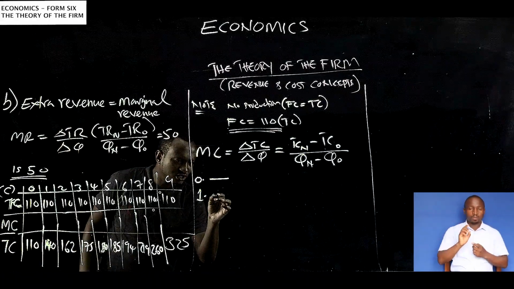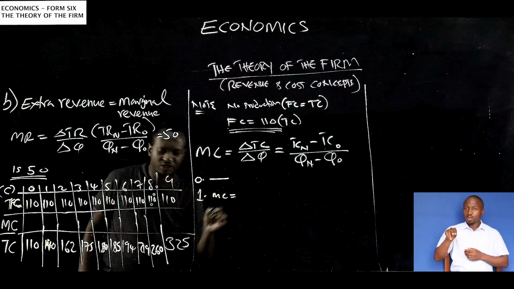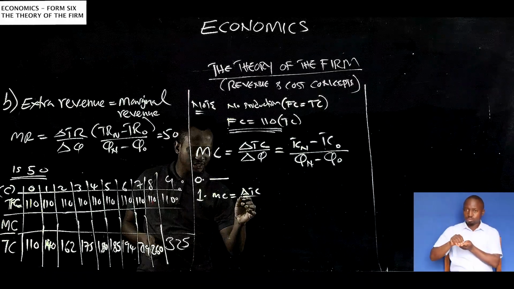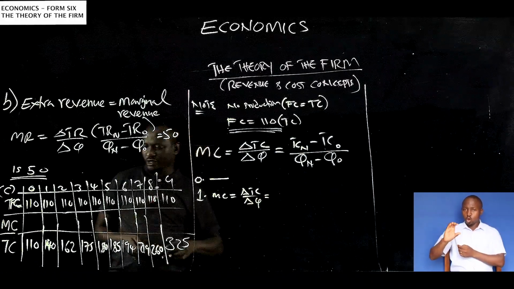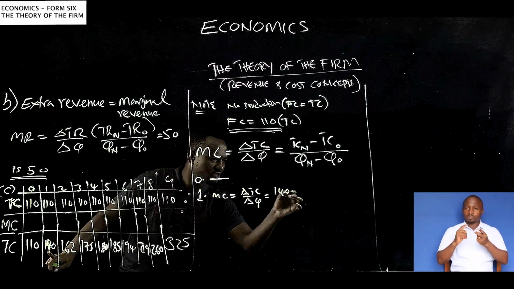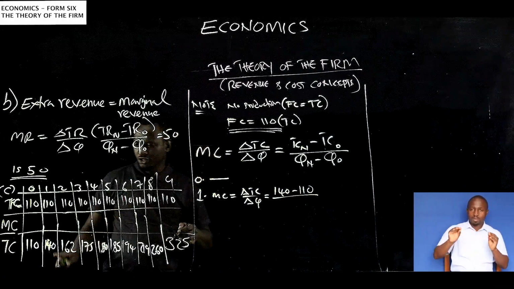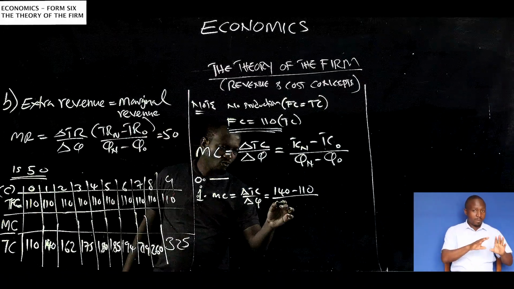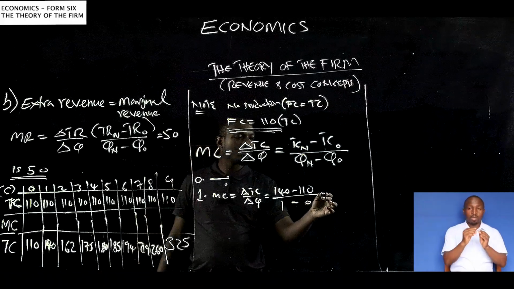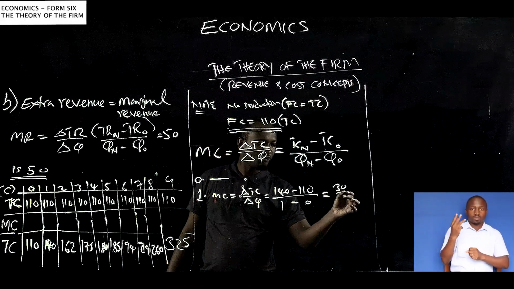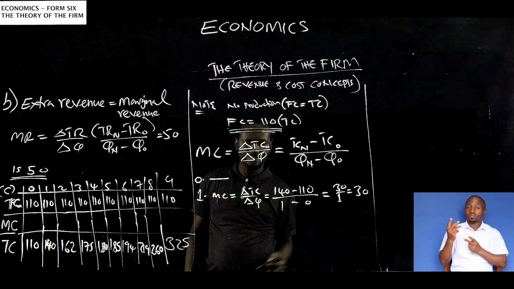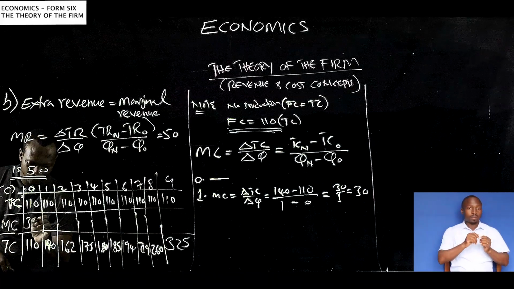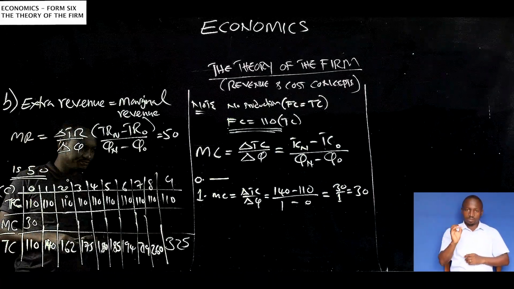Here, marginal cost, we take change in total cost over change in output, which will be 140 minus 110 over 1 minus 0. Here we get 30 over 1, equal to 30. This will be marginal cost as we see in our solution, 30.